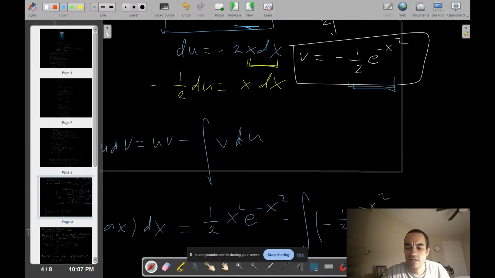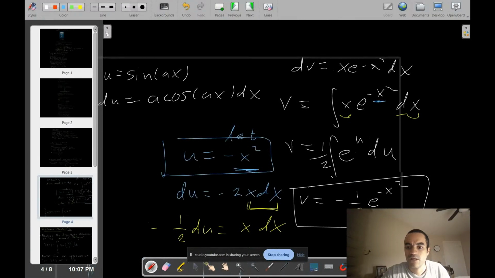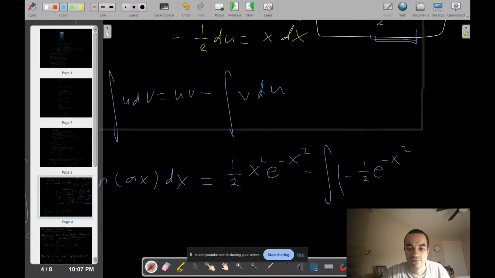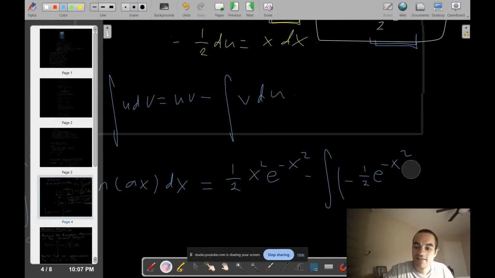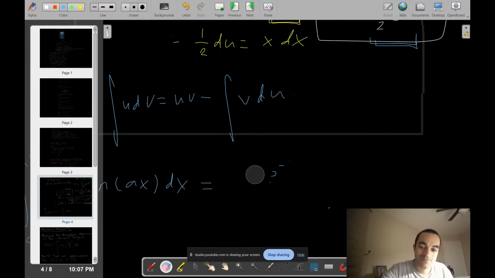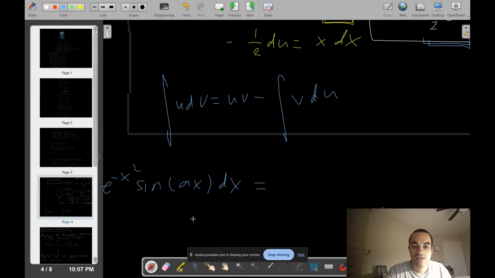Oh, no, that's not what it is. v was that negative 1/2 e to the negative x squared. My original du. Oh, good grief. I'm using the wrong ones. That was for my u substitution that I was using. Sorry about that, guys. All right, where were we again? Let's keep track.